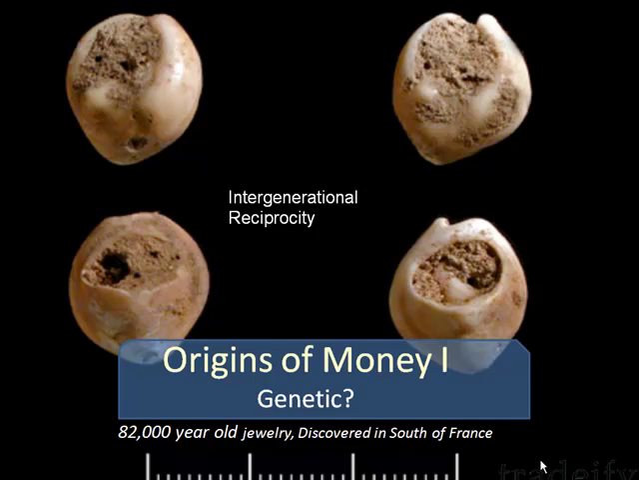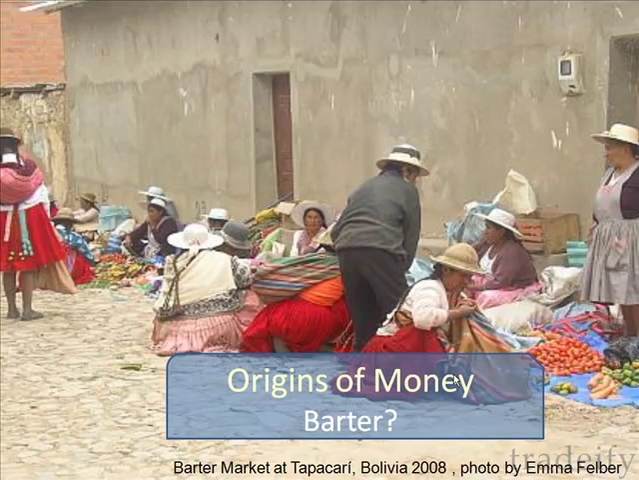Anyway, there is another idea as to the origin of money, which is that it evolved out of barter. Of course, barter is still taking place. Here's a photo from Bolivia. These women in this village in Bolivia, they don't need no stinking money. They just trade directly with barter. But barter can evolve into a kind of money as well.